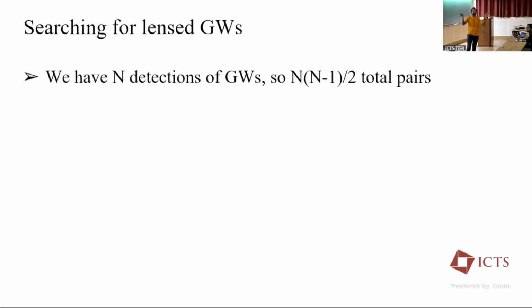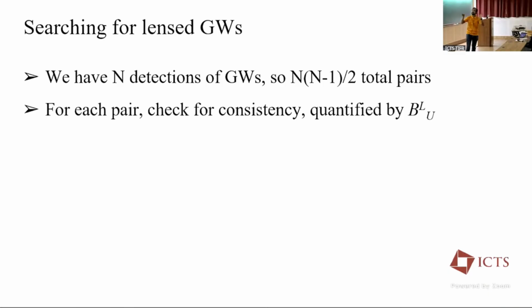So the scenario is this: we have some N detections, which are spread across a year or two. The actual events are very short, one signal or so long. So you have large separation between these events, and there will be N choose 2 pairs. And we have to basically go to each pair and check if it is consistent.